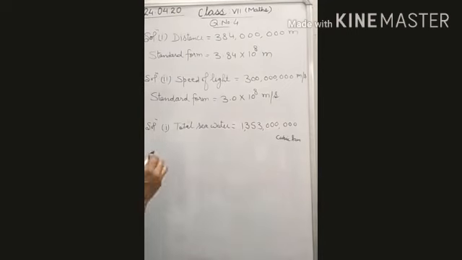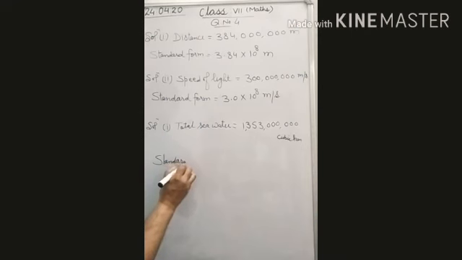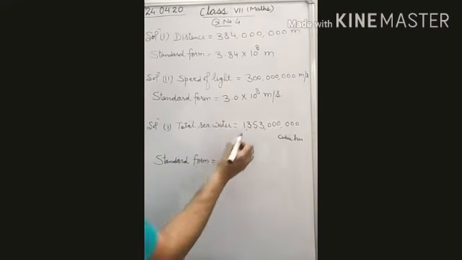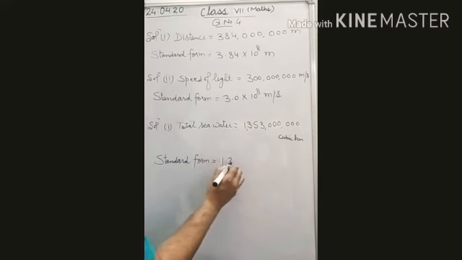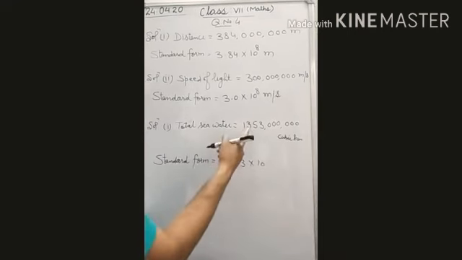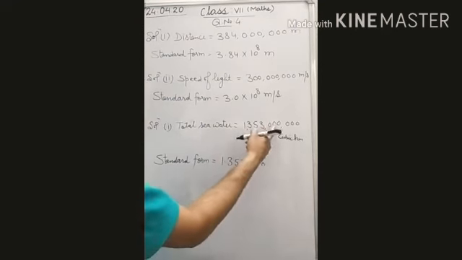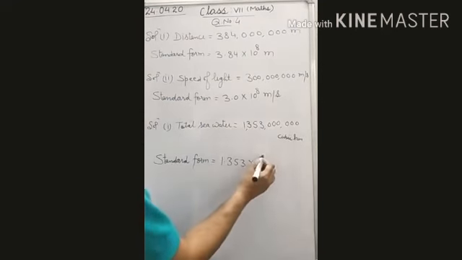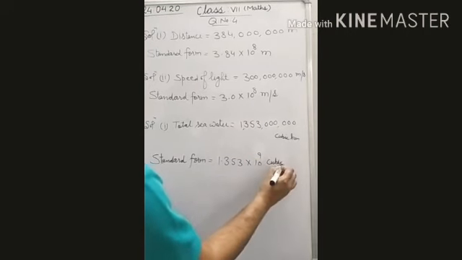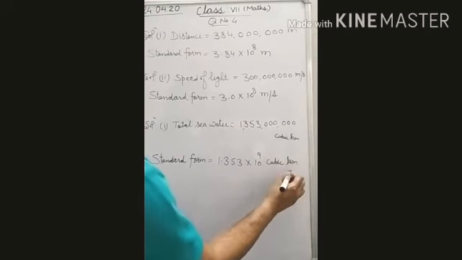So in standard form it will be written as, we write standard form. So it will be equal to 1.353 into 10 raised to the power how much? 1, 2, 3, 4, 5, 6, 7, 8, 9. 10 raised to power 9 cubic kilometer. This will be our answer.